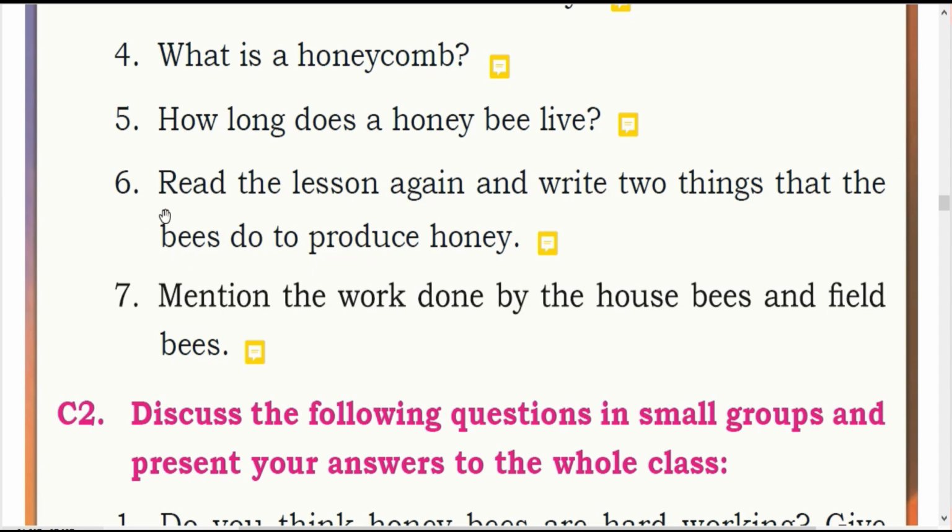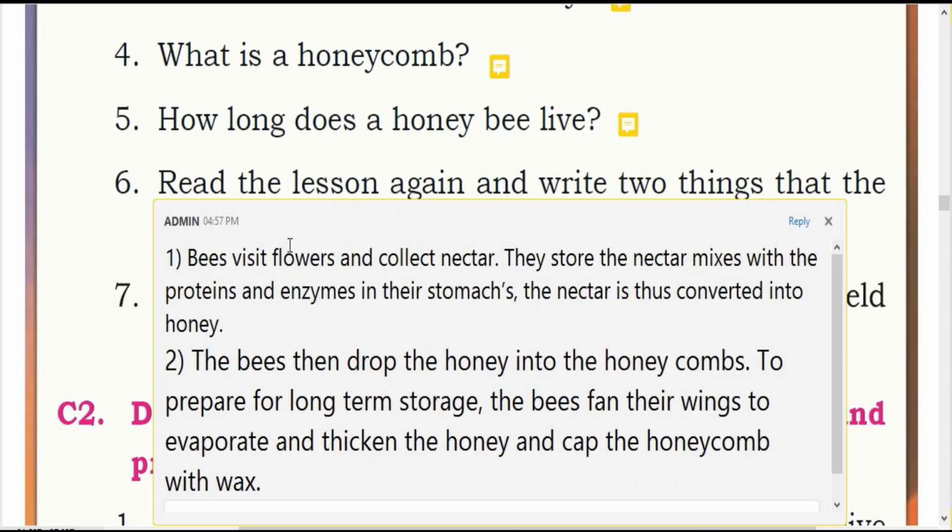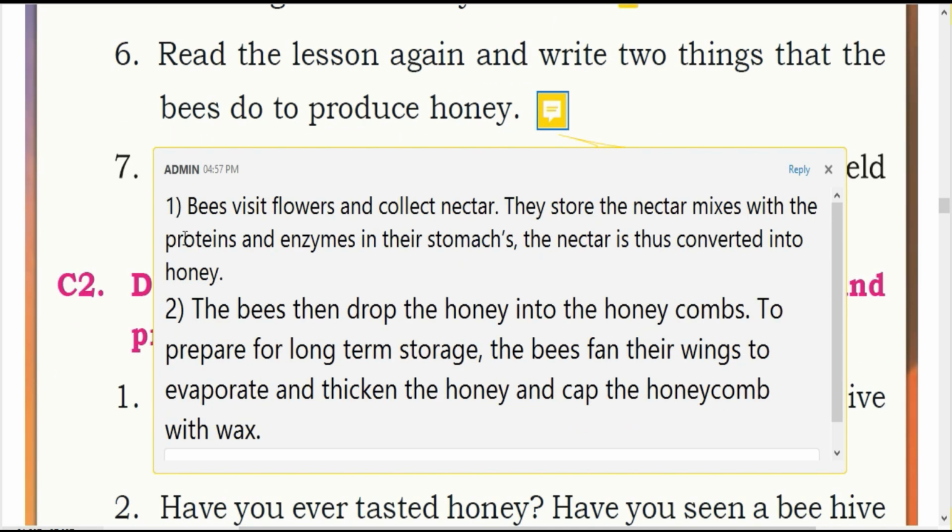Sixth one, read the lesson again and write 2 things that the bees do to produce honey. The answer is first one, bees visit flowers and collect nectar. They store the nectar, mixes with the proteins and enzymes in their stomachs. The nectar is thus converted into honey.